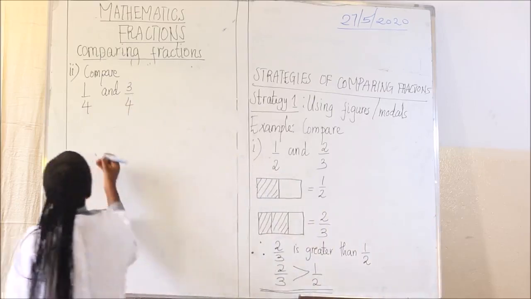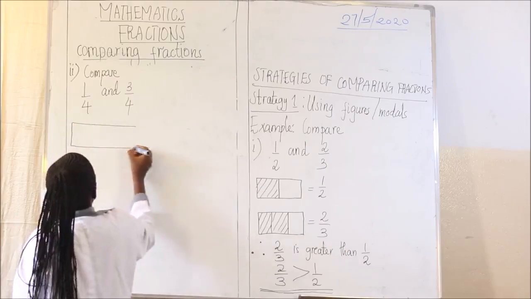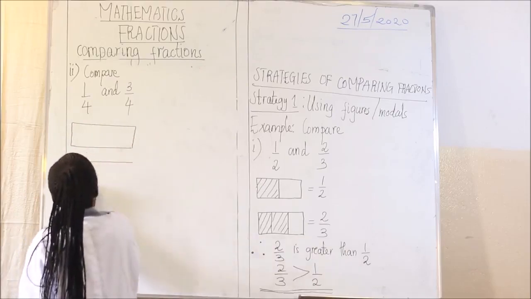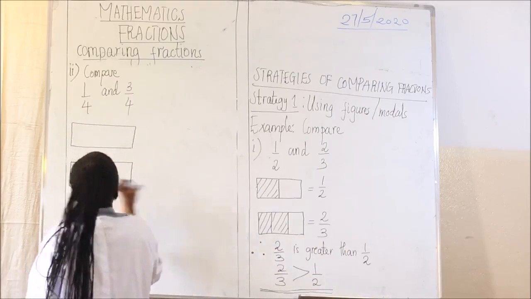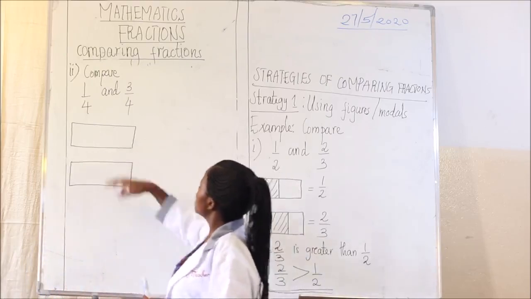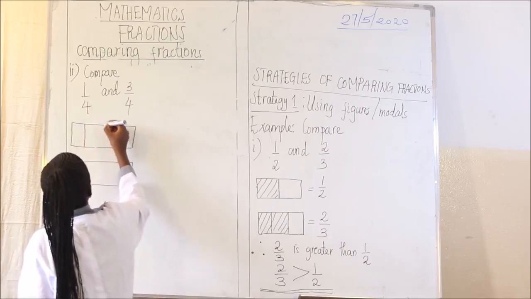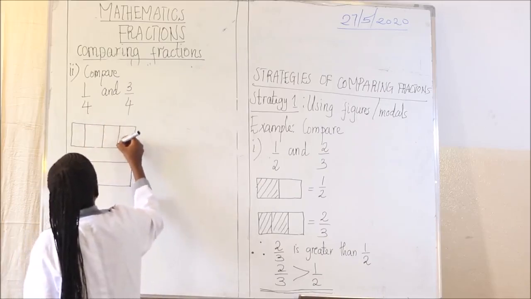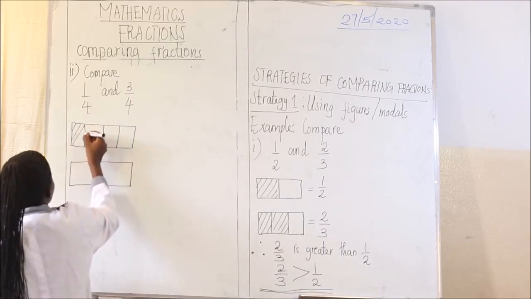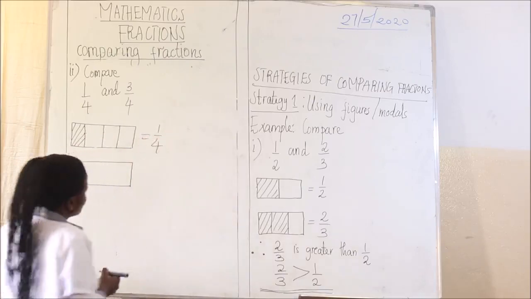So here, as we have said, we are using figures. You can have this figure here. Keep in mind, when you are drawing, you should have the figures of the same size. So we have two figures, the rectangles here. So 1/4, this one should be divided into 4 equal parts, and one part is shaded. So here we are going to shade like this. This is what we call 1/4.